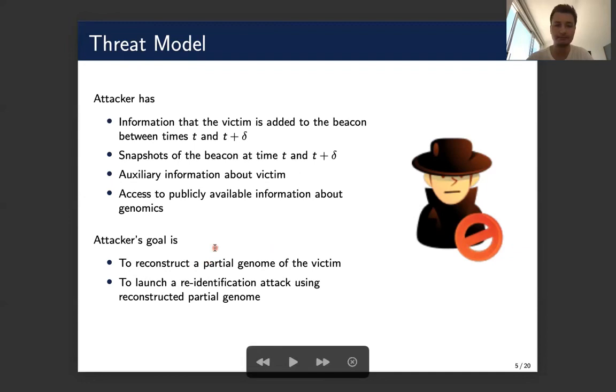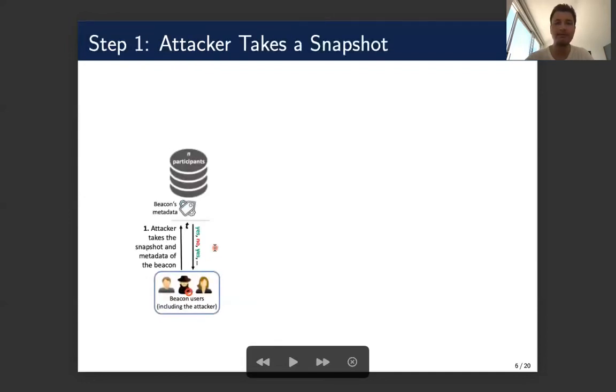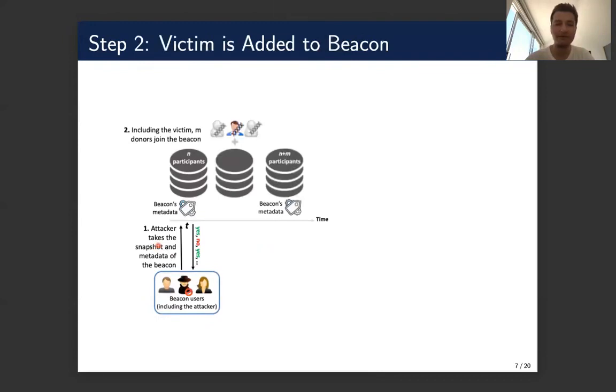Let's describe our attack scenario. In the first step, as I said, the attacker takes a snapshot of the beacon before the victim is added to the beacon. And after that, the victim, with the other newly added donors, joins the beacon.